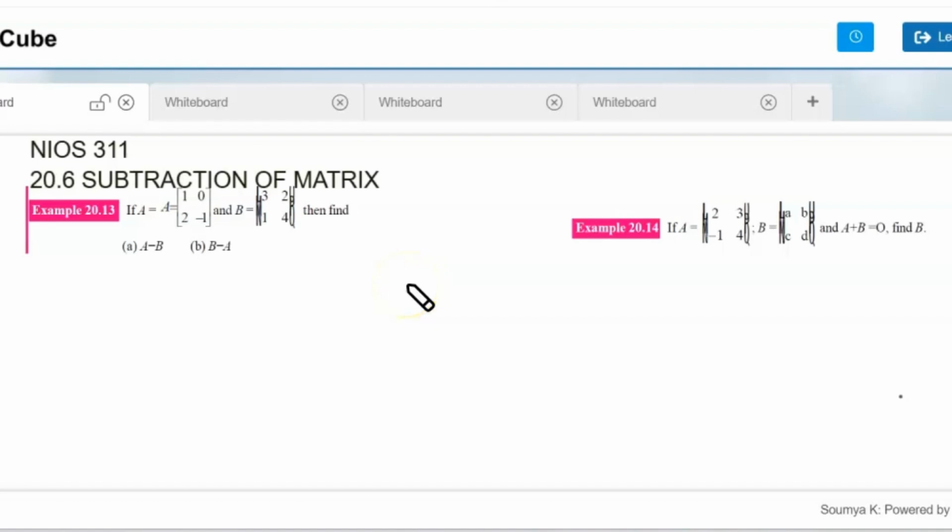In this video, we are going to cover the topic subtraction of matrix. We have already covered addition of a matrix in our previous videos.